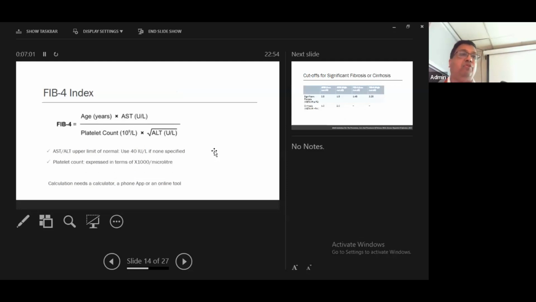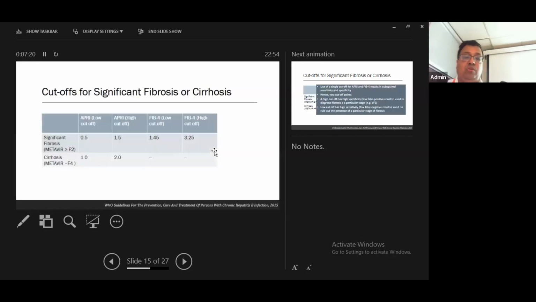Another one is the FIB-4 score. It is the ratio of age multiplied by AST, divided by platelet count and the square root of ALT. Its calculation needs a calculator. It is not easy to calculate, but it is more reliable in comparison to the APRI score.